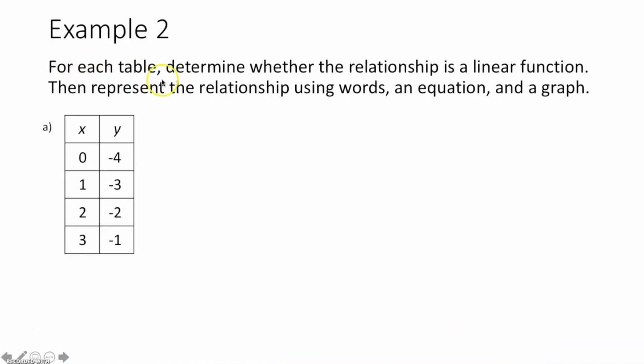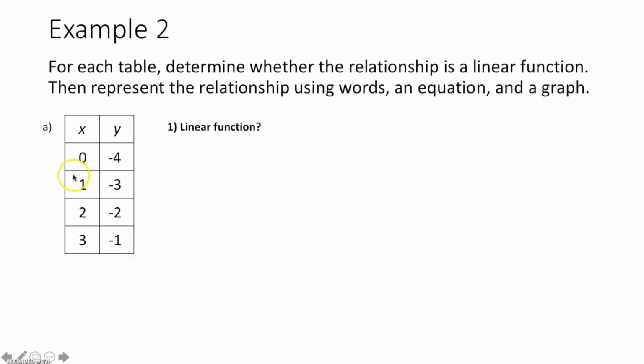Okay, example 2 says for each table, determine whether the relationship is a linear function. Then represent the relationship using words, an equation, and a graph. So here we have our table, and we're first going to decide, is this a linear function? Well, in order to be a linear function, all it has to be is a straight line when we graph it, which means as long as the x increases by the same amount and the y is increasing by the same amount, we can say, yes, it's a linear function.